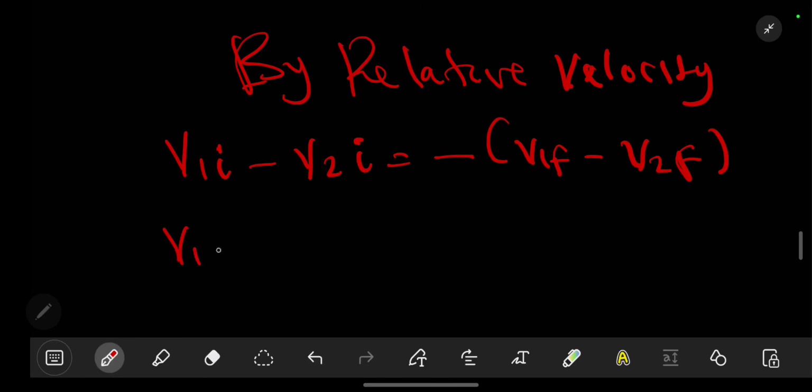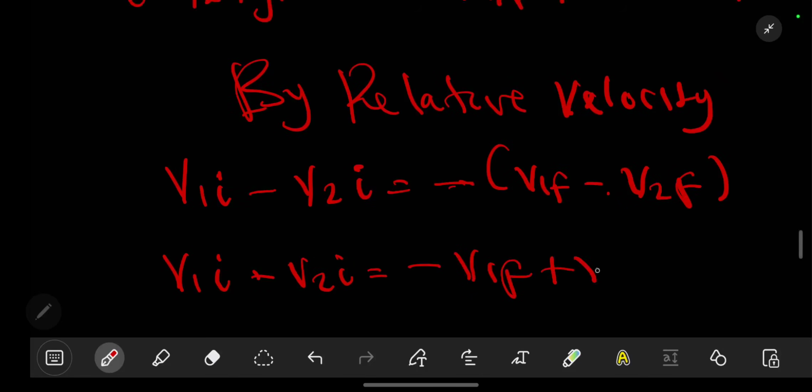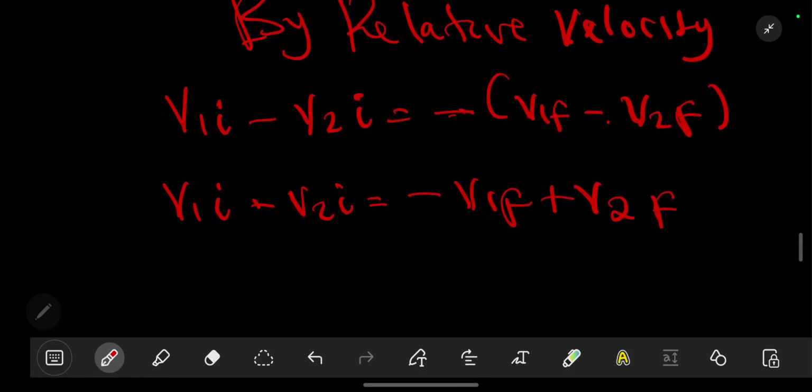So we have V1 initial minus V2 initial should be equal to the negative of negative V1 final plus V2 final. Negative by this gives negative V1 final, and this by this gives positive V2 final. Then replace. What is our velocity number 1? Our velocity number 1 is 3 meters per second minus velocity number 2. That one was at rest, if you recall from the question.